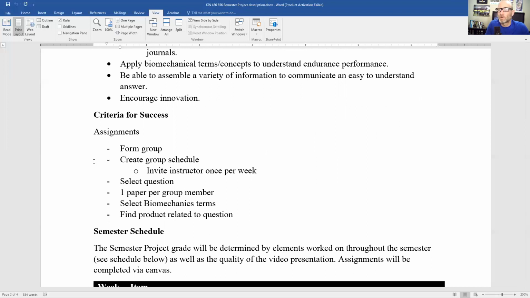You're going to select a question. That'll be an assignment. You're going to identify a research paper. Each of you individually will identify a paper. You're going to select biomechanic terms as an assignment, and then find a product related to the question, or something innovative here that's going to be expanded to being some innovative idea related to your question.